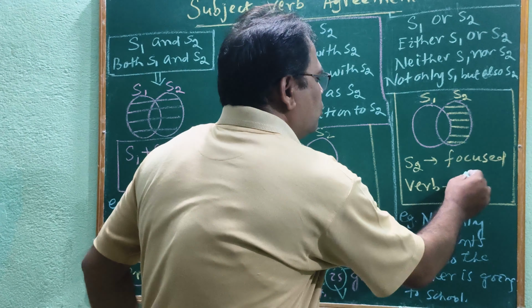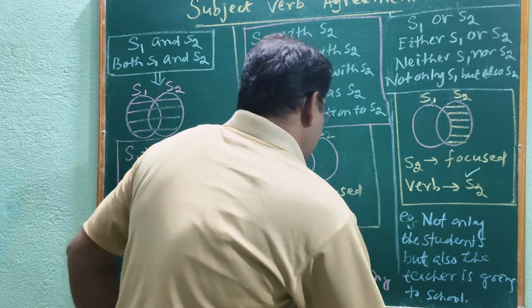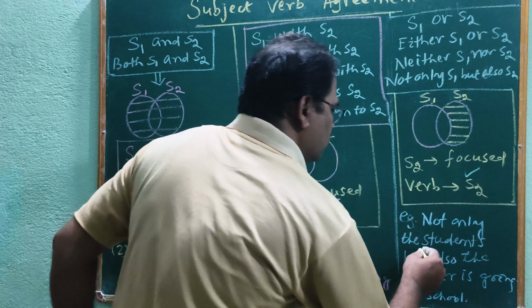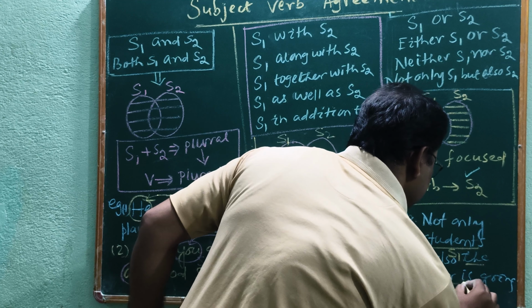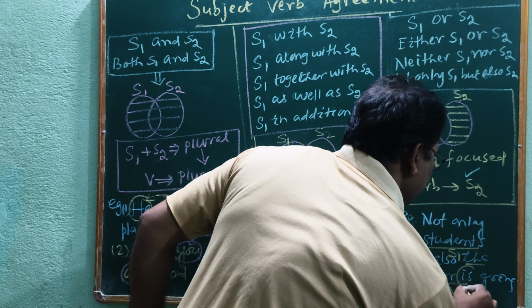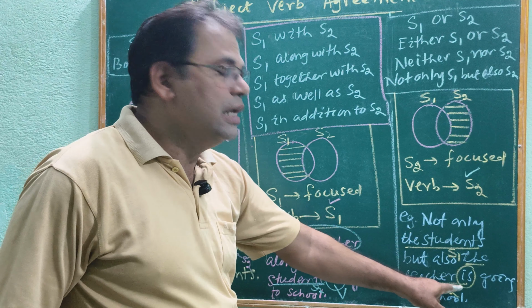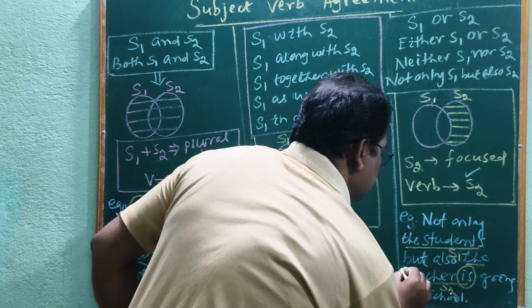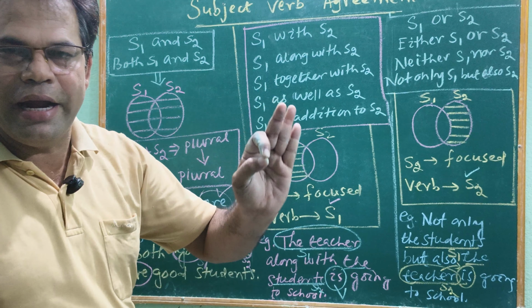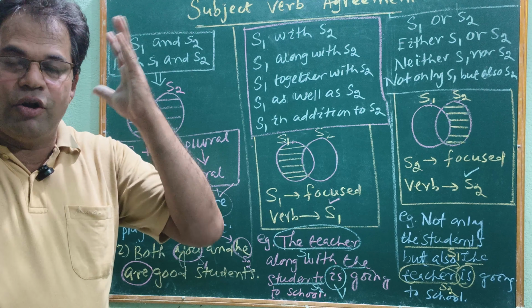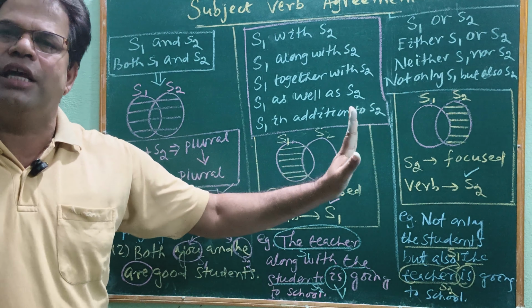That means the verb refers to subject 2, which comes next. Example: not only the students, but also the teacher. The students is S1, and the teacher is S2, that's why it is. Here students is plural, but it takes a singular verb because S2 is the teacher. As per this, the verb is. You understand? So keep it in mind. This diagram should be in your mind so that it will be very easy. If you keep this diagram only, it's enough.